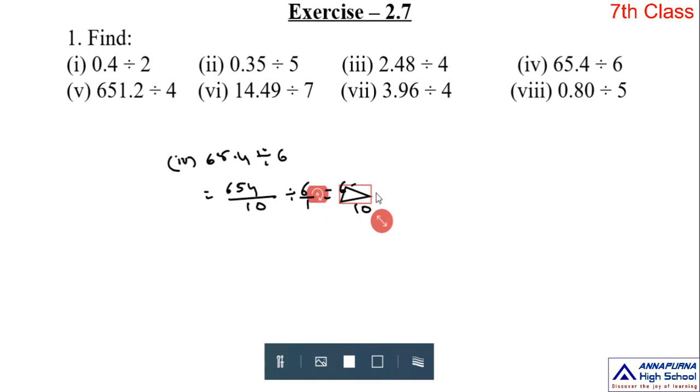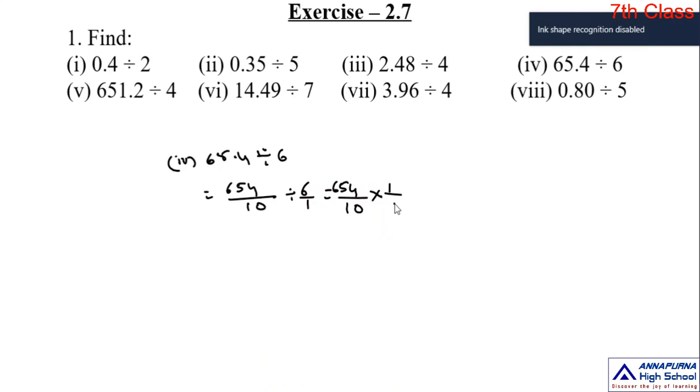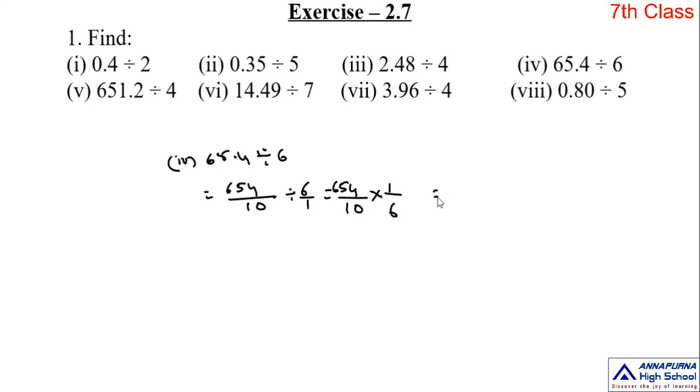The reciprocal of 6 by 1 is 1 by 6, isn't it? Now in 654, how many times is 6? You divide here. In 6, 6 ones are 6. 6 minus 6 is 0. You can do it orally. 5, not possible. Put 0 and bring down the next digit. Now in 54, how many times is 6? 6 nines are 54. Did you understand it?